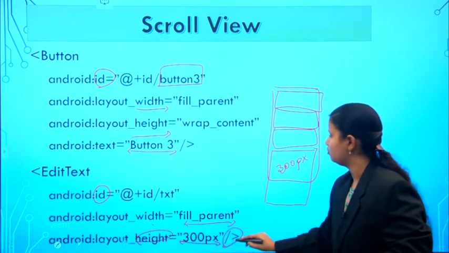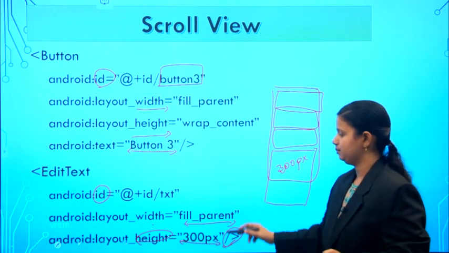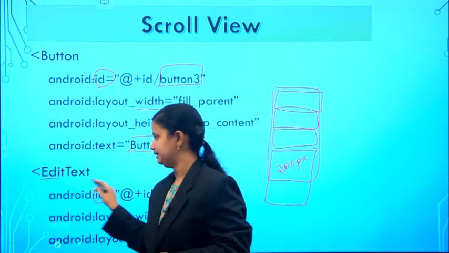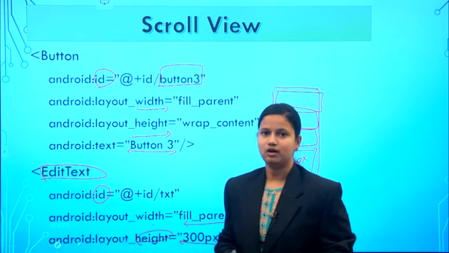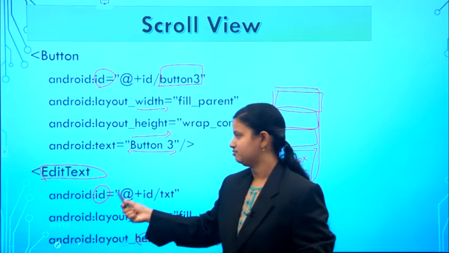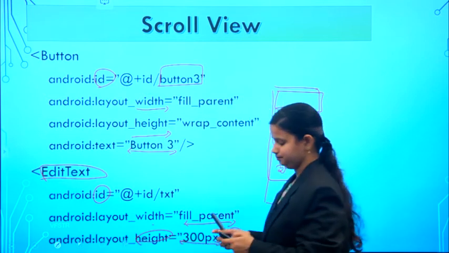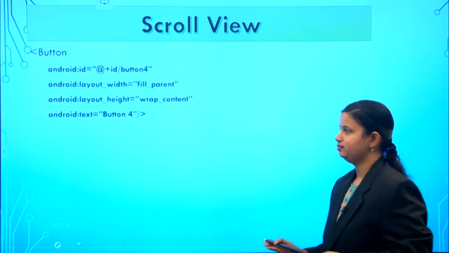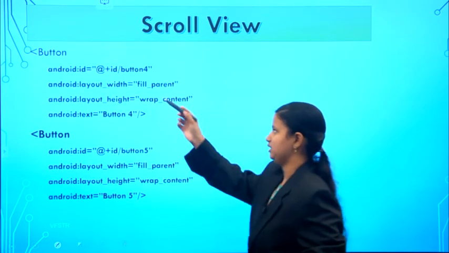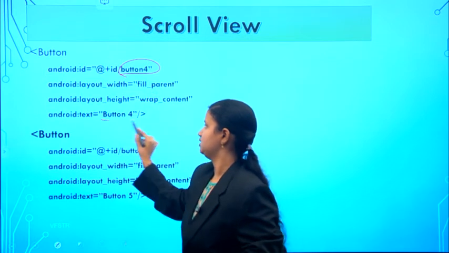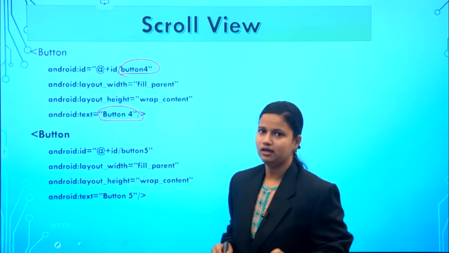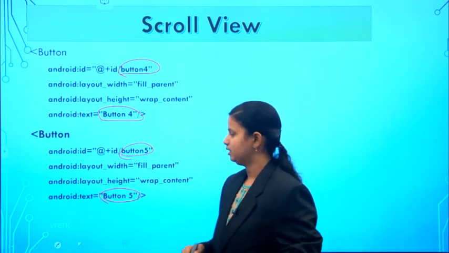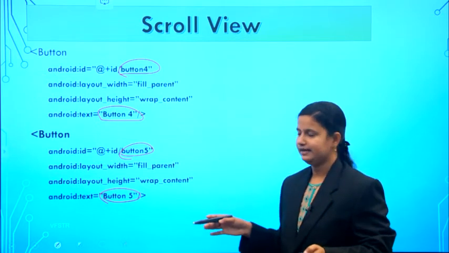So this is the closing tag of your edit text. The edit text will not have any information, because we have to collect the details from the user. This edit text will be helpful for that. And the next thing is, again we are adding a button 4. The button 4 has the ID button 4 and the text that appears on that button is also button 4, and then button 5 will appear. After that we are closing the linear layout.